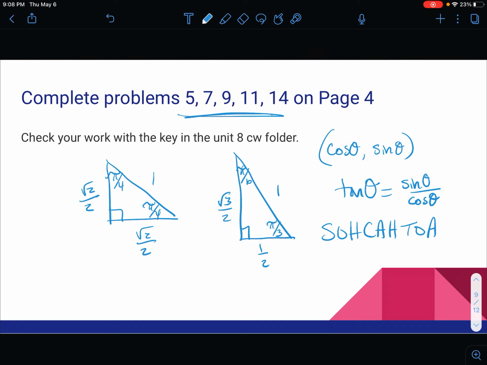Okay, so here is your little refresher guide. So write down whatever you need to. I want you to work those 5 problems, and I want you to check your work with the key in the Unit 8 classwork folder. And then we're going to do a couple more problems.